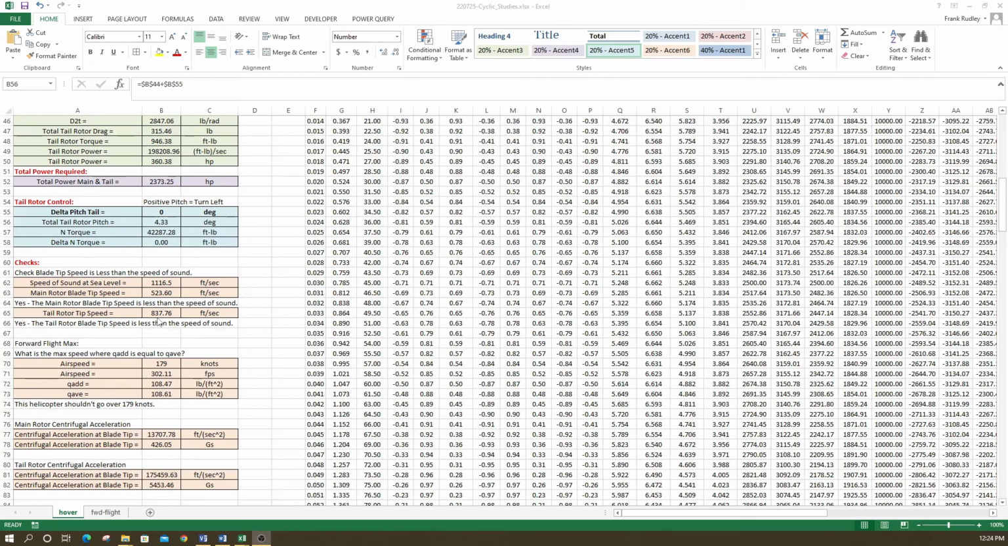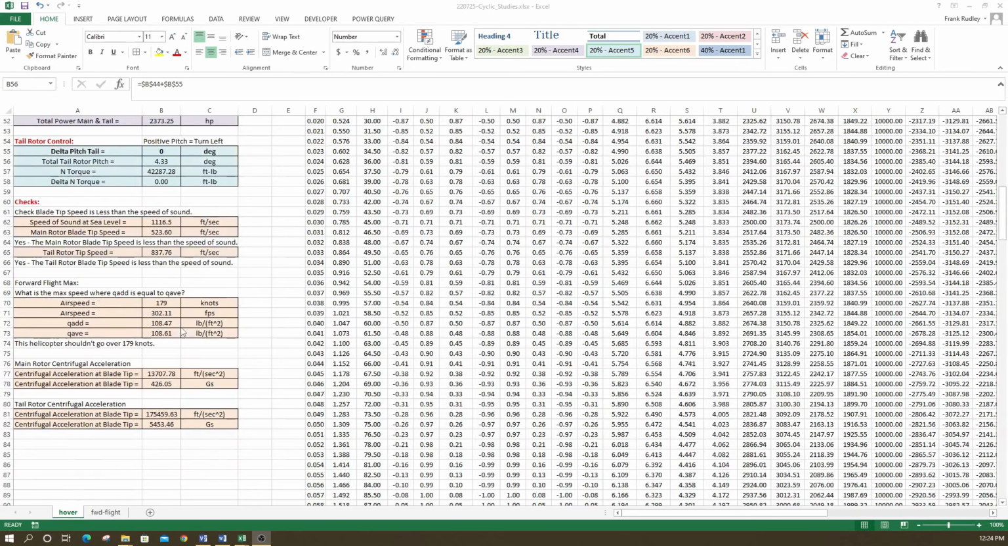Now the tail rotor tip speed is actually running a lot faster. It's running 837 feet per second. So that's getting closer to the speed of sound than you probably want. But maybe that's a pretty good design. But anyway, yes, the main rotor blade tip speed is less than the speed of sound. The tail rotor tip speed is less than the speed of sound. So that's one check you can do.